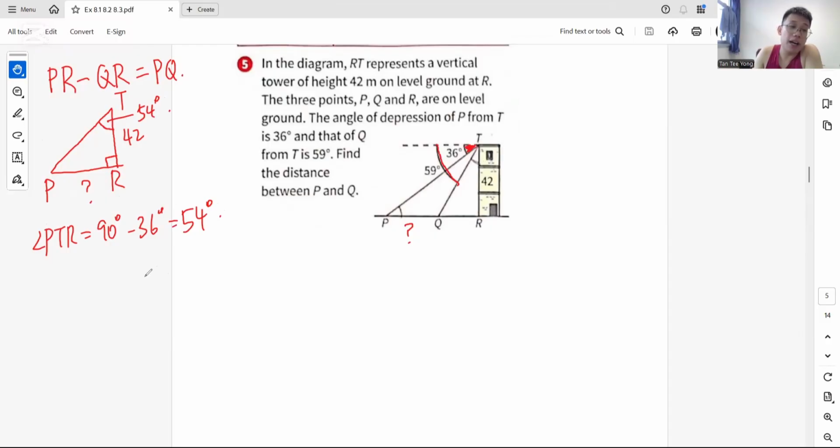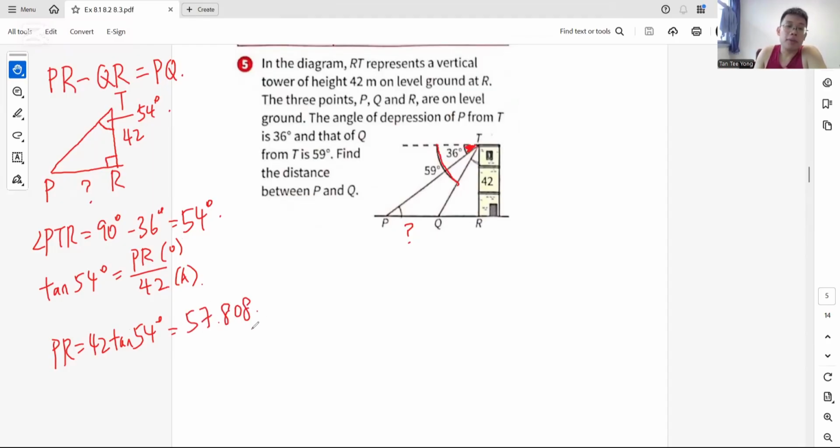So now we can find PR already by using SOH CAH TOA. Tangent 54 degrees equals PR over 42, opposite over adjacent. So this is the opposite, this is the adjacent. PR equals 42 times tangent 54 degrees, and this will give me 57.808. All right, so that's for PR.